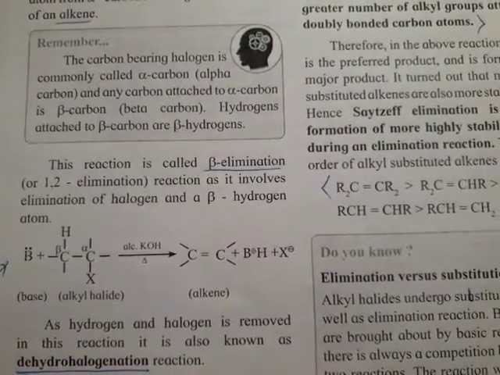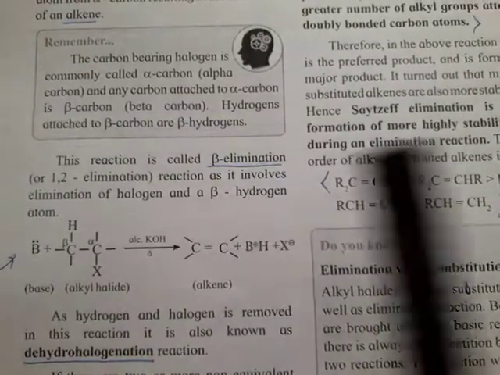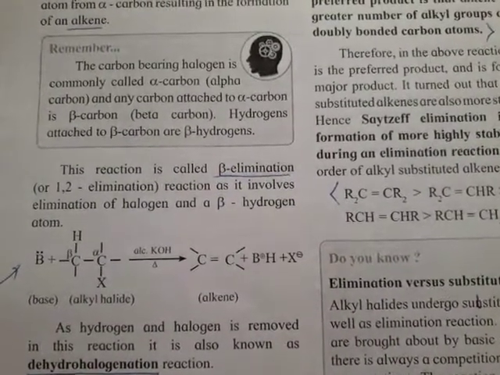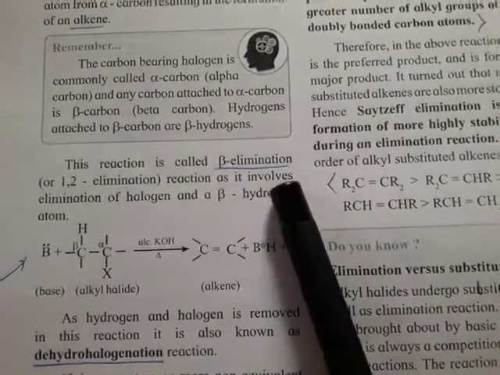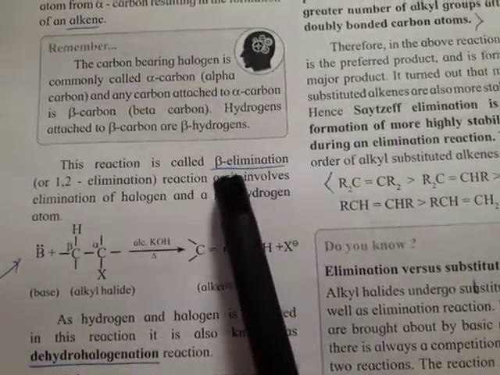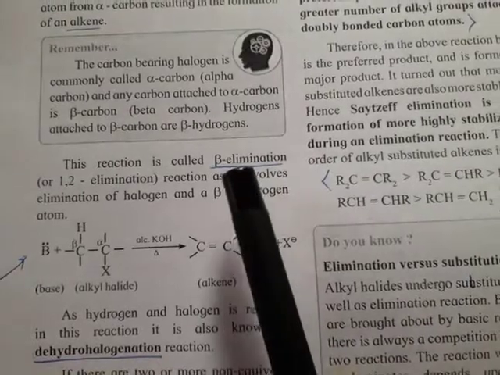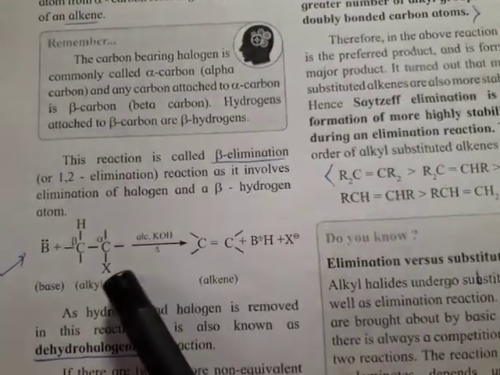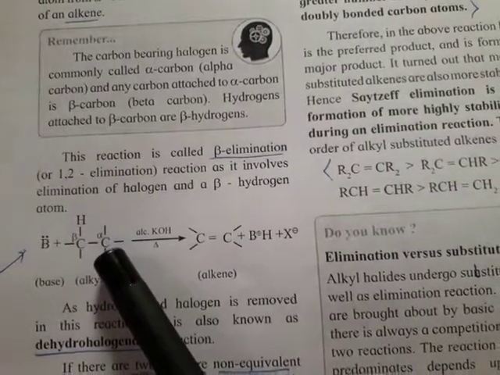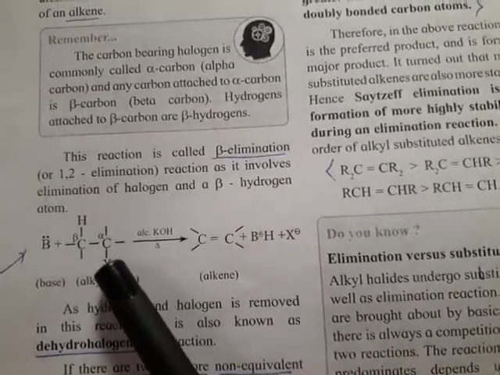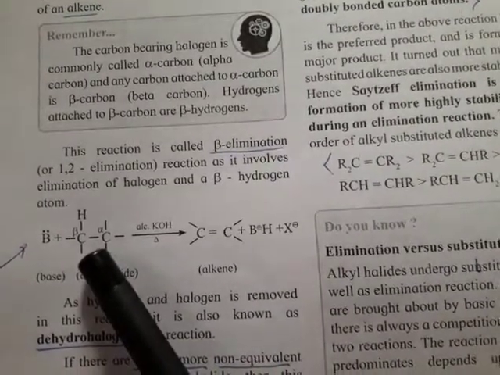Why is it known as beta elimination? See, we have discussed different types of elimination reaction: alpha, beta and gamma. In the basic lectures I have taught you this. Beta elimination means elimination takes place from the beta position. I always tell you that change takes place near the functional group. So the functional group here is alkyl halide, so obviously this halogen is going to leave this compound, and it takes a neighbor hydrogen with it.